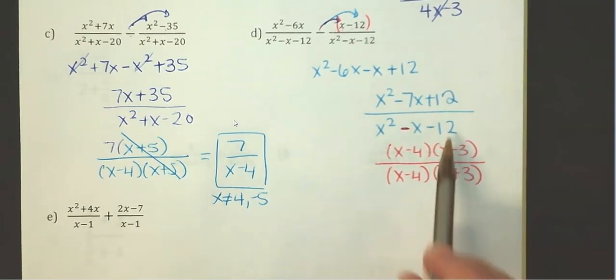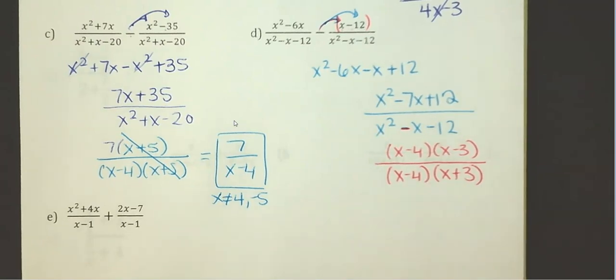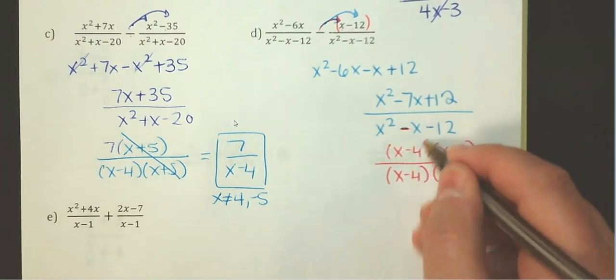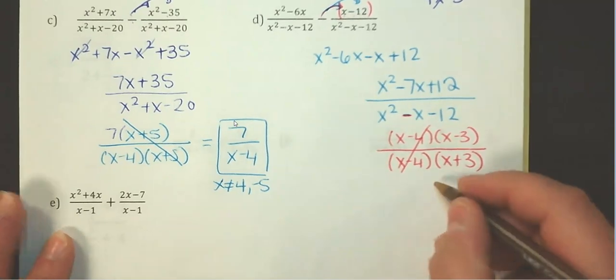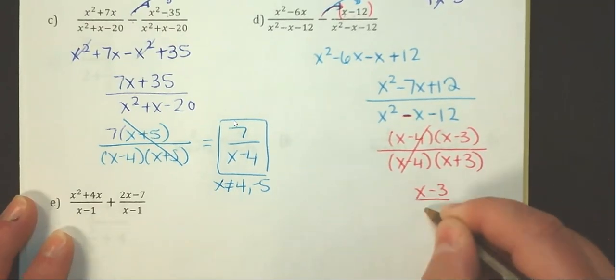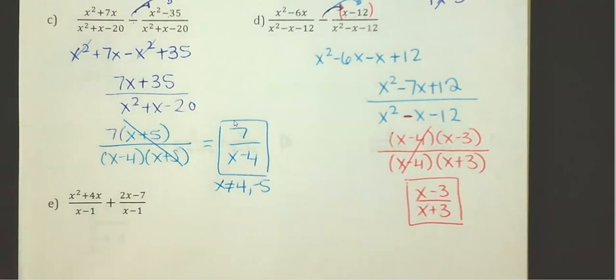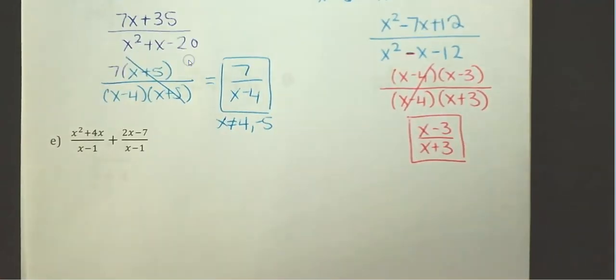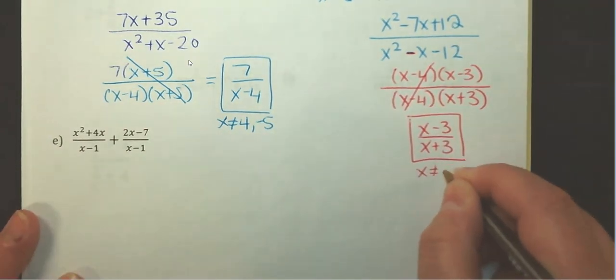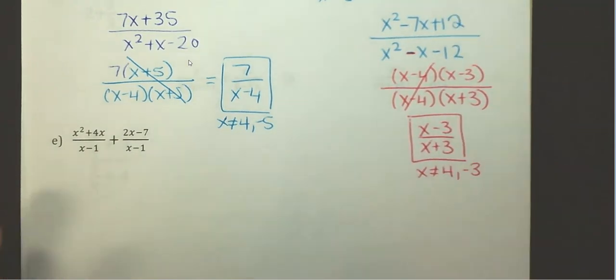That'll multiply to get you negative 12. Negative 4 plus 3 will give you the negative 1. What ends up happening, the negative 4's match. So my answer ends up being x minus 3 over x plus 3. Nothing else cancels there. Those don't match. One's a plus and one's a minus, so they're totally different. And our restrictions, we would not want x to be positive 4 or negative 3.